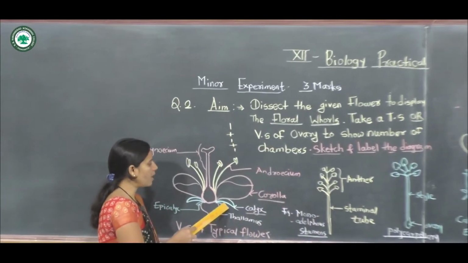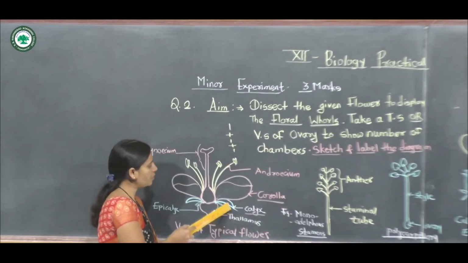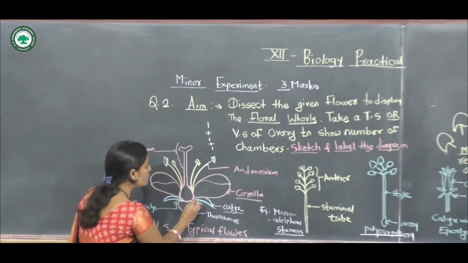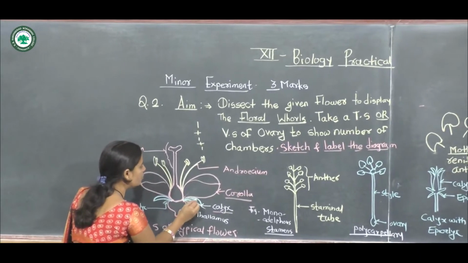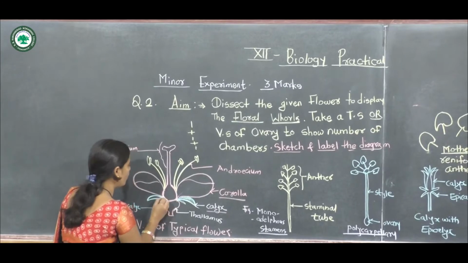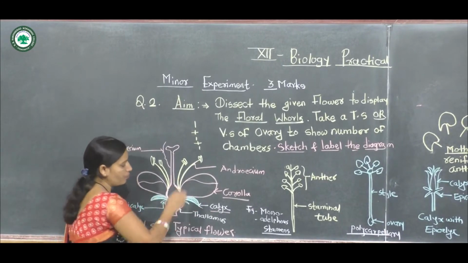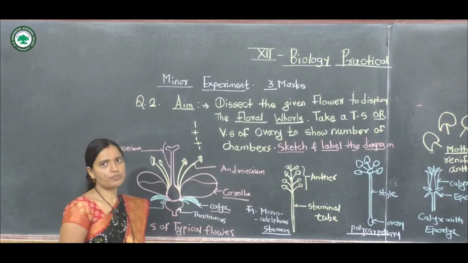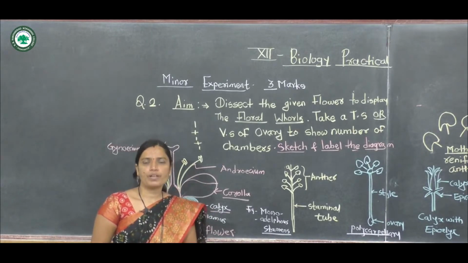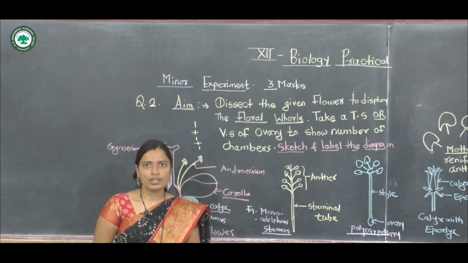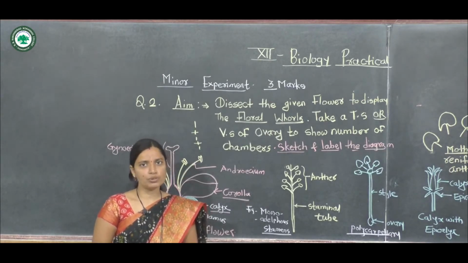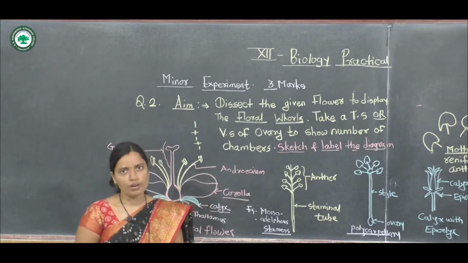The next part is the calyx. Individually, the calyx units are called the sepals of the flower. These sepals are green in color. When the flower is in bud condition, the calyx is most important for the protection of the flower.